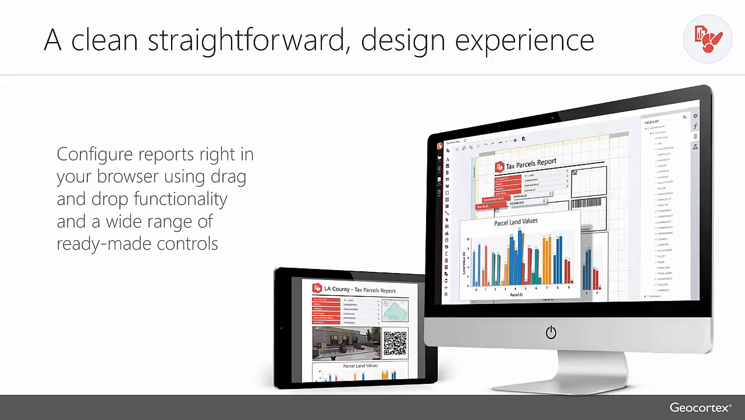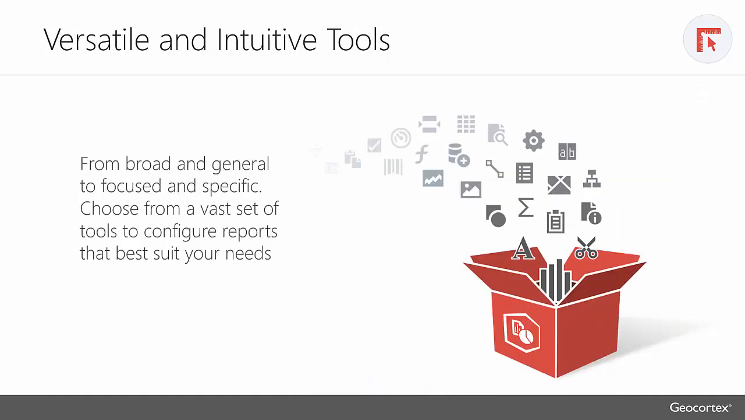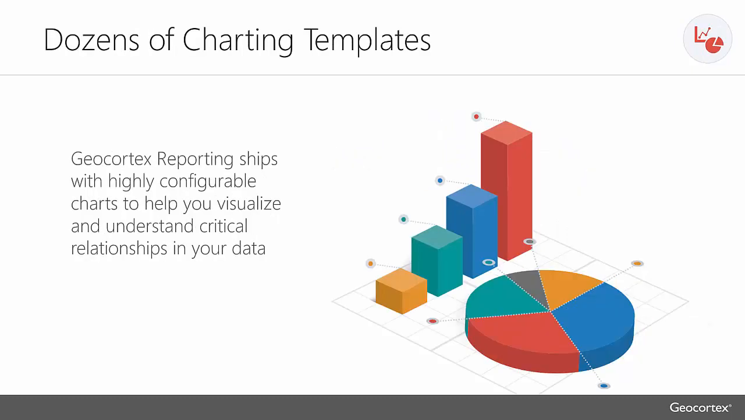Geocortex Reporting 5 features a clean and intuitive design experience with simple drag-and-drop functionality right in your web browser. It includes a wide range of ready-made controls and it requires no coding to configure your reports. Geocortex Reporting 5 features a broad range of tools for data aggregation, manipulation, and display. And it of course includes charting capabilities for visual representation of your data.